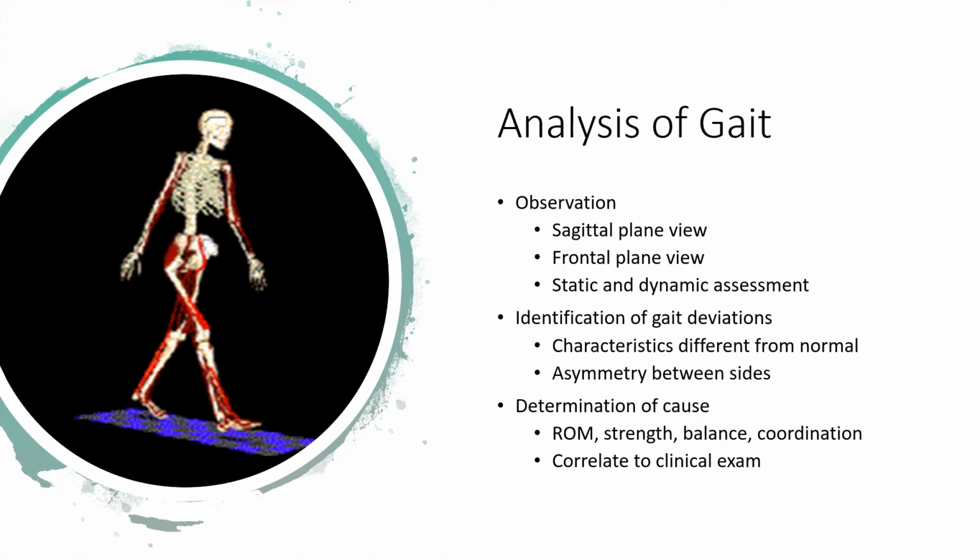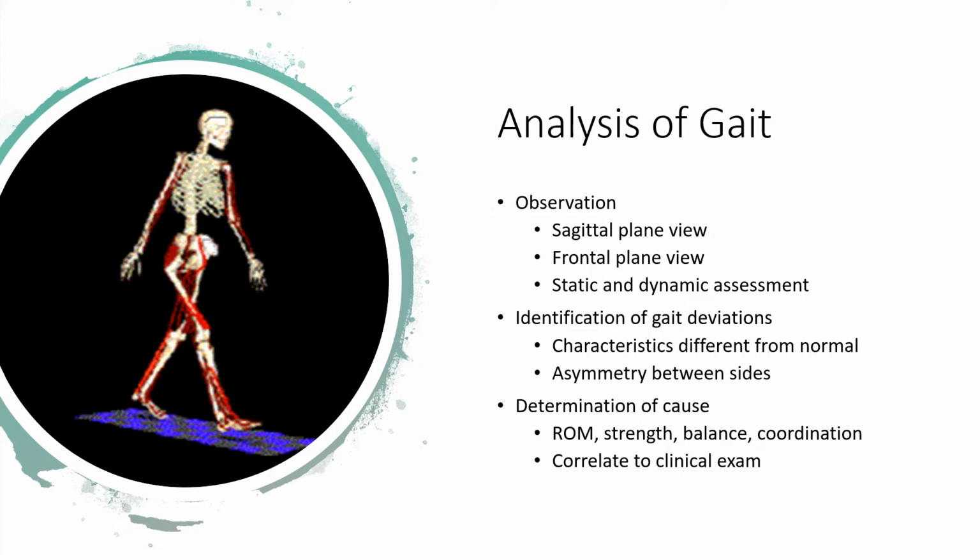Now, there's a few different ways to analyze gait. We want to make sure that we're looking at it from a variety of different ways. We want to make sure that we observe the patient from the sagittal plane, the frontal plane, and with static and dynamic assessments. Make sure to also identify any gait deviations that we're seeing and any characteristics that are different from what we would normally expect to see. Also, you want to make sure to see if there's any asymmetry between the right and left sides.